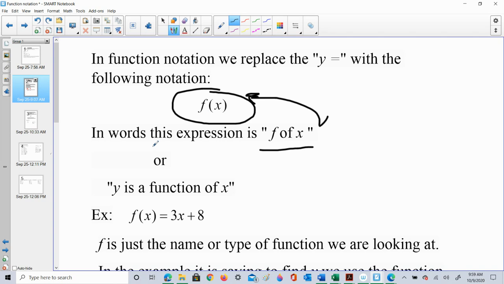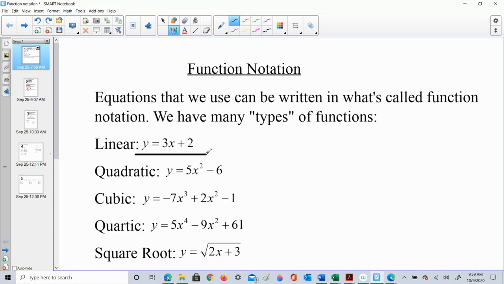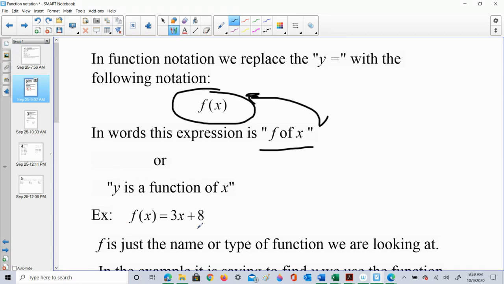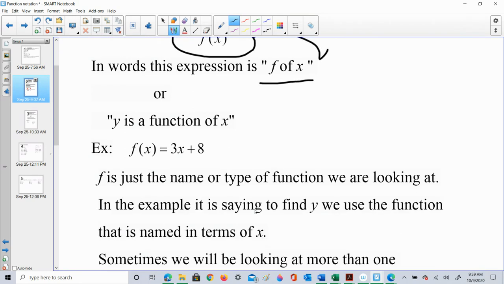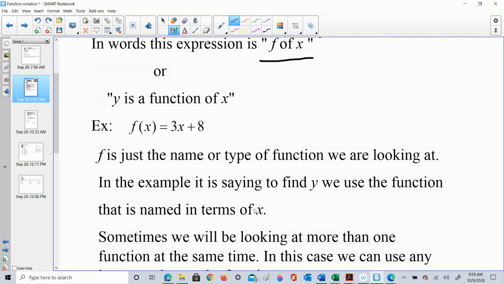Right? This just tells us instead of y, remember the very first one we had was y equals 3x plus 2. Well, now we can write f of x equals 3x plus 2. We replaced y with f of x. It just means that this is the y we get for some x that we put into here. F is just a name of the type of function that we're looking at. In this example, it's saying to find y, we use the function that is named in terms of x.